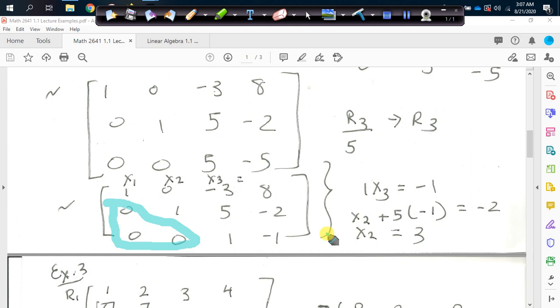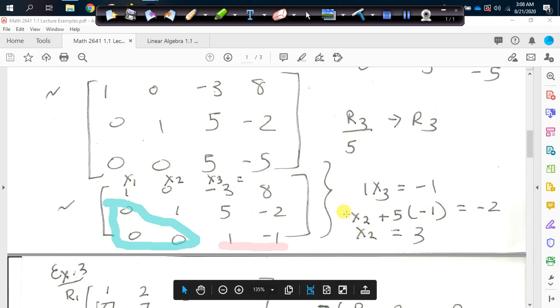I could do more row operations, or I could at this point use back substitution, and that's what I did here. Remember, these were the coefficients for x1, these for x2, these for x3, and then it said equal in each equation. This line means 1x3 equals negative 1, so x3 is equal to negative 1. This line means x2 plus 5 times x3 equals negative 2, but I know x3 is negative 1, so I can substitute in the negative 1 and solve for x2.